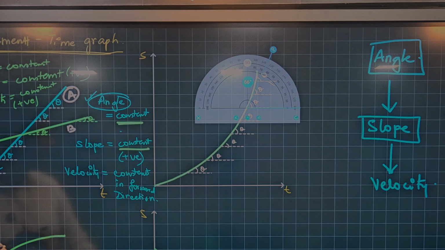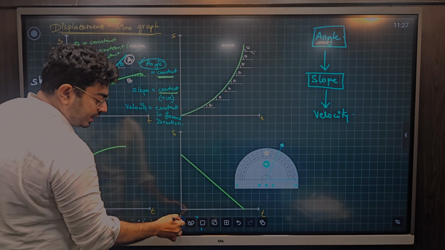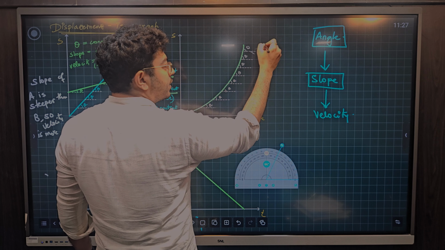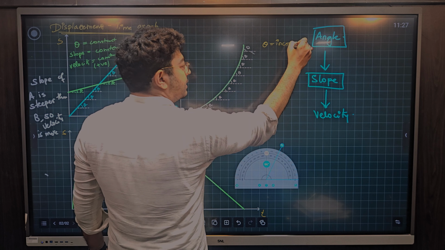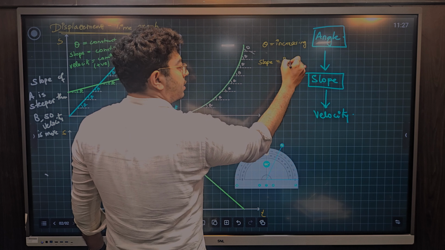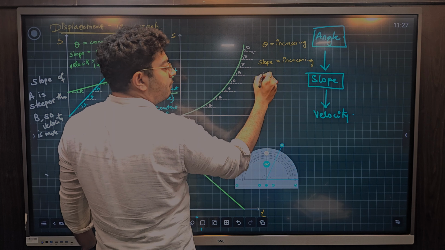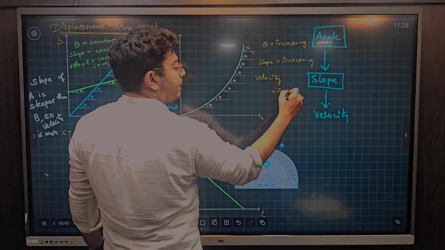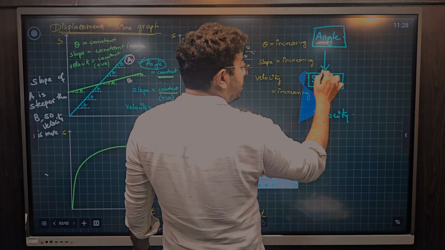So what we have understood here is, as I was measuring this, we could see the angle, that is theta. Theta is increasing. Theta increasing means what? We can say slope increasing. Slope increasing means what? Velocity increasing. Okay, so we have to go by this rule.